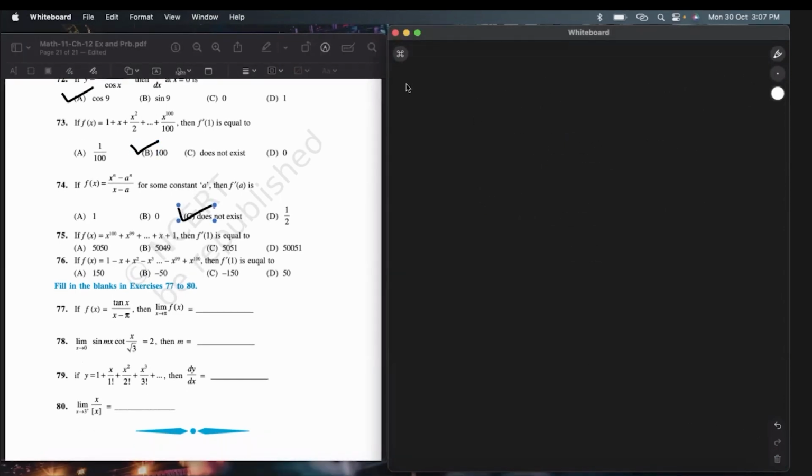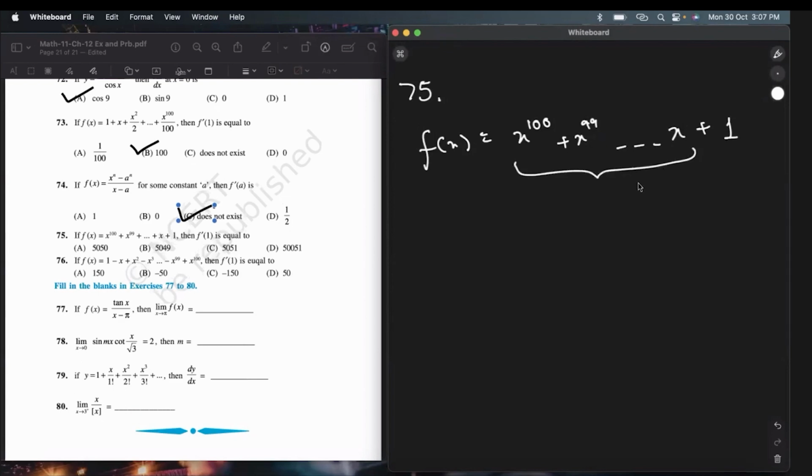So I have question number 75 here. So question number 75, it has been given to me that f(x) = x^100 plus x^99 till where? Going till x plus 1. So these are 100 terms and there is an extra one over here. All right, are you getting this one?